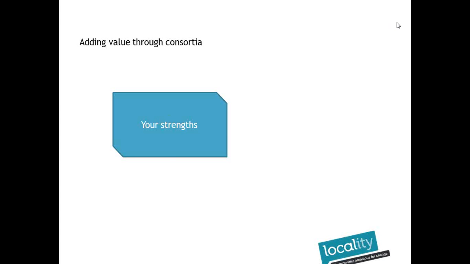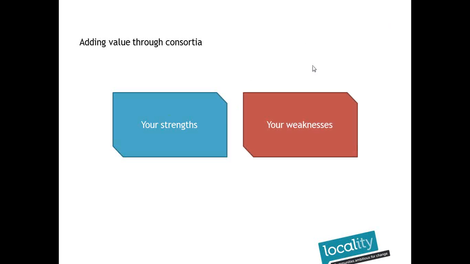The crucial thing here is around adding value to a consortium. So knowing what your strengths are and what your weaknesses are. Sometimes this is referred to as giving and getting, but knowing what it is that you're really good at and what it is that you would actually hope to get out of a consortium.